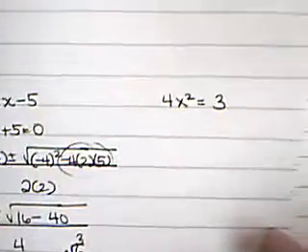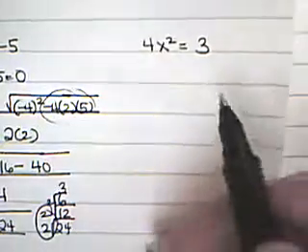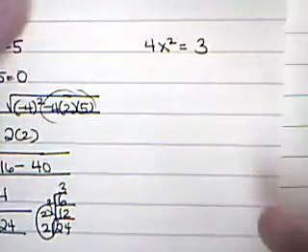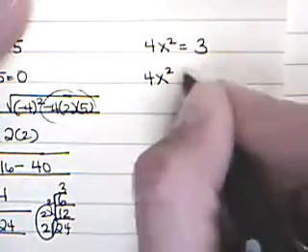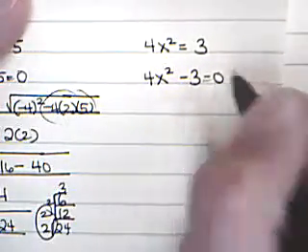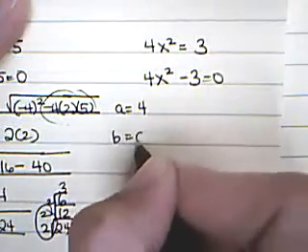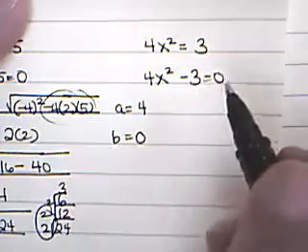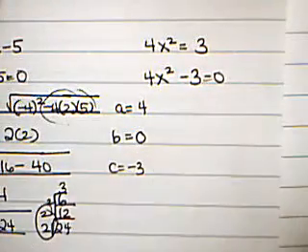In this next example, again we have a quadratic equation, but we only have two terms. So in this case we still need to set it equal to 0. So we're going to subtract 3 from both sides. That becomes a negative 3 equals 0. So our a is equal to 4. Our b is equal to 0 because there is no x term, and b is always the coefficient of x, and c is going to be equal to negative 3.